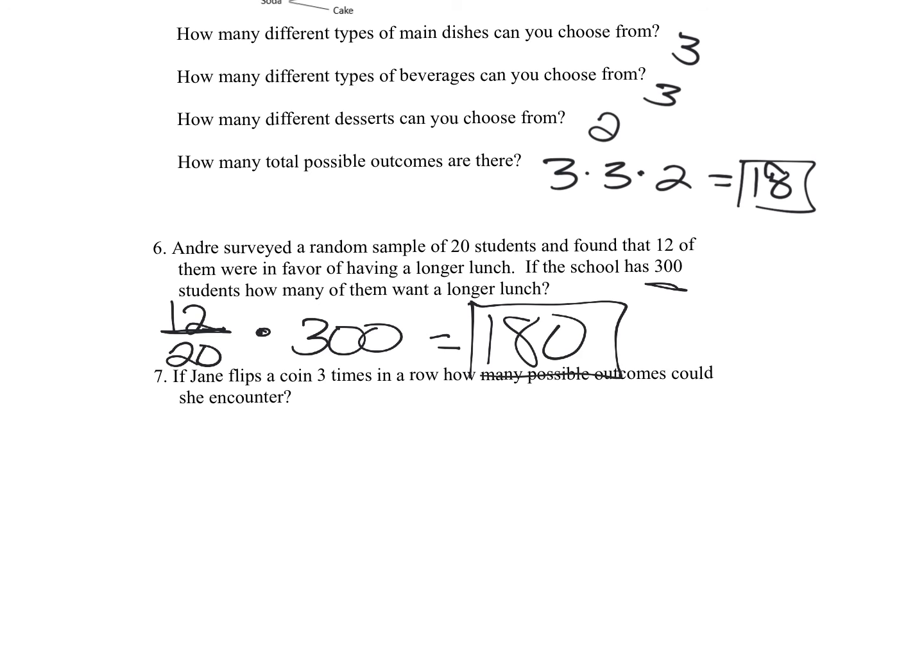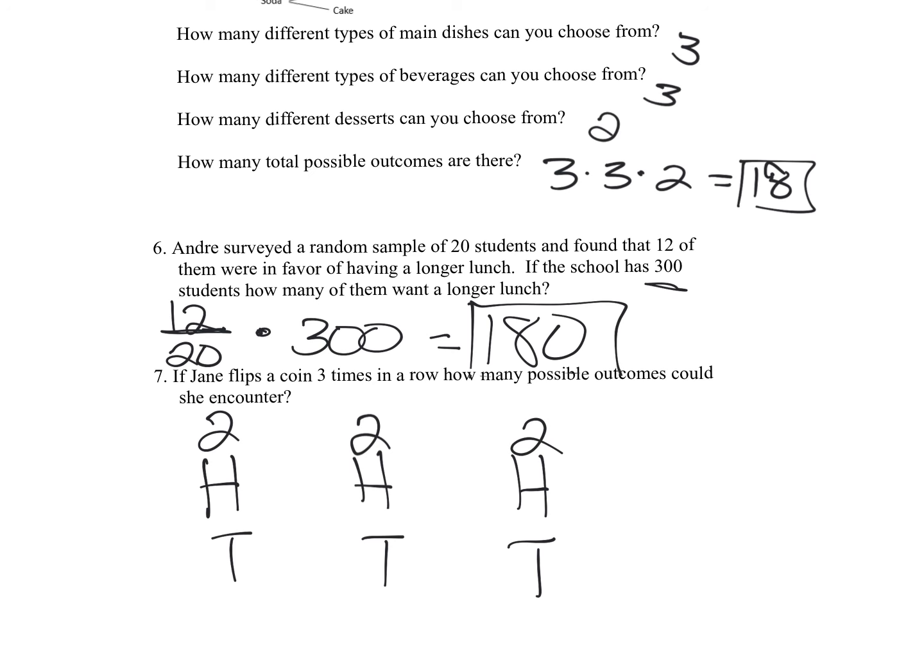And number 7, last one. If Jane flips a coin 3 times in a row, how many possible outcomes could she encounter? Well, if she flips the coin the first time, she gets heads or tails. She flips the coin the second time, she gets heads or tails. The third time, she gets heads or tails. So each time, she has 2 possibilities here, 2 possibilities second time, 2 possibilities the third time. 2 times 2 is 4, times 2 more is 8. Okay, so you just take the number of possibilities each time and multiply them all together to find the total number of possible outcomes. Okay, so there you go.